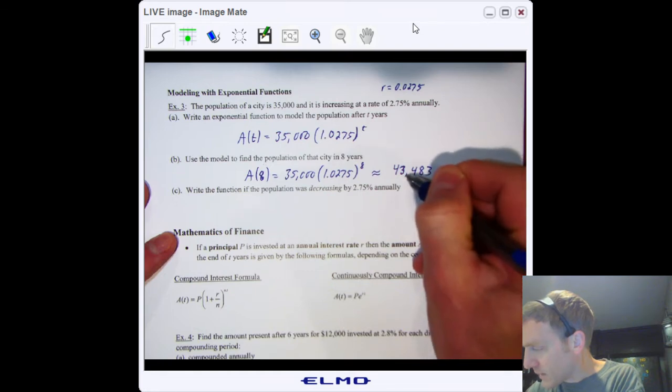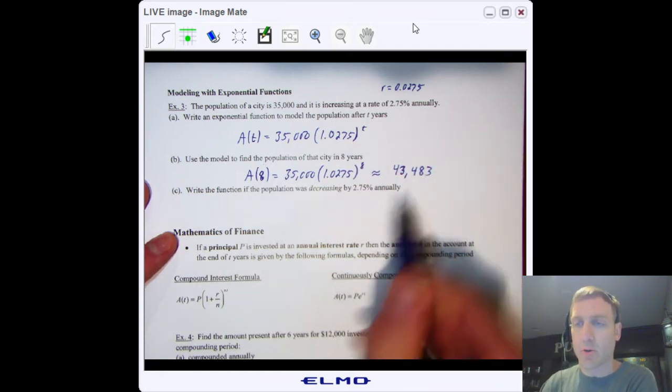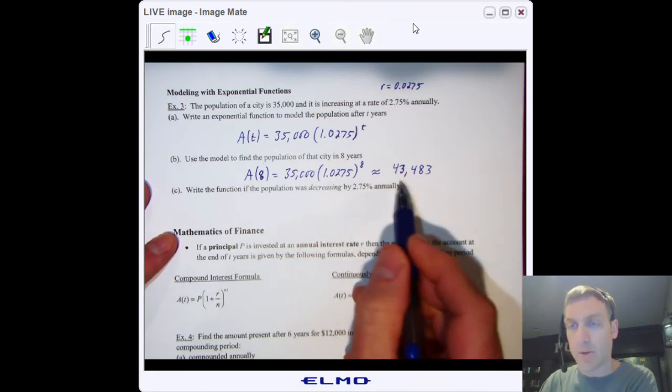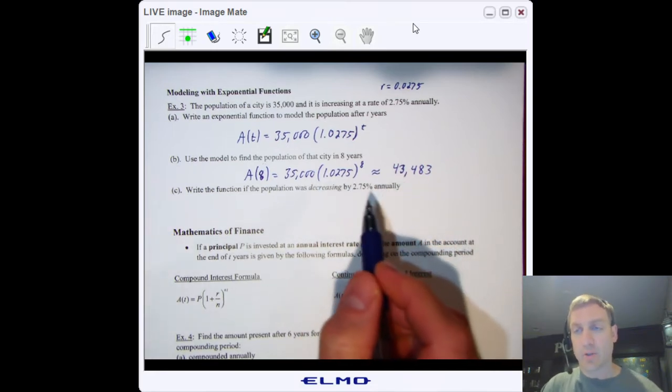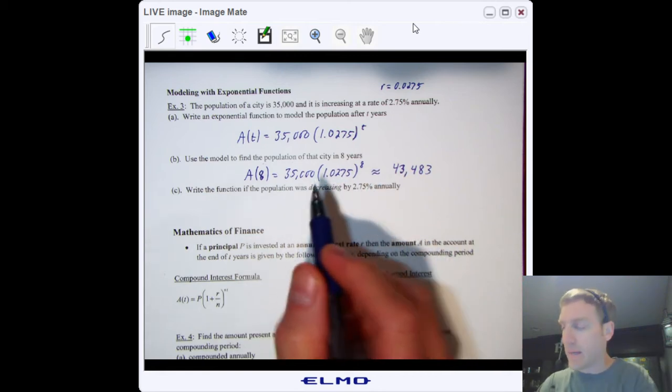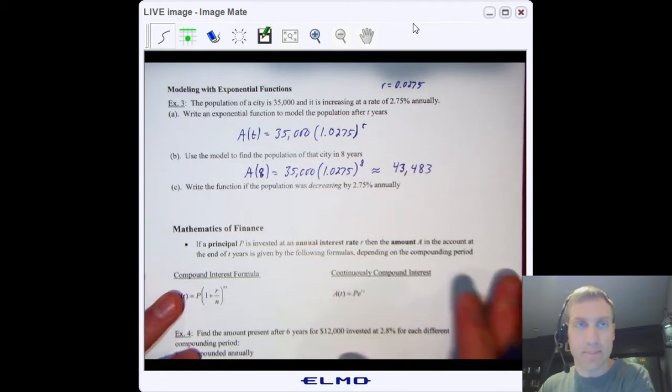43,483, okay? And even though I wrote the answer down, I want you to try that on your own. Make sure you get out your calculator and type that in just to make sure you know how to do that, okay? And if you didn't get that answer, try it again. And if you have problems with your calculator, obviously you can email me and I can answer your question.